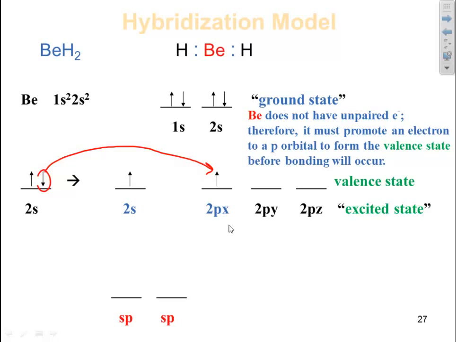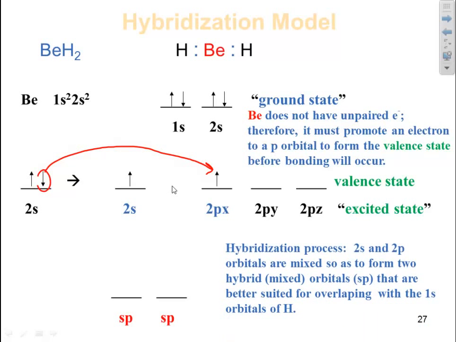So first it promotes an electron to the p orbital, and then we call this the valence state or excited state. Now this 2s and this 2px are still not good for overlapping, so they rearrange in the hybridization process. The 2s and 2p orbitals are mixed so that they form 2 hybrid mixed orbitals that are better suited for overlapping with the 1s orbitals of hydrogen. So this 2s and 2px form 2 new orbitals called sp, totally different, that are better for overlapping.